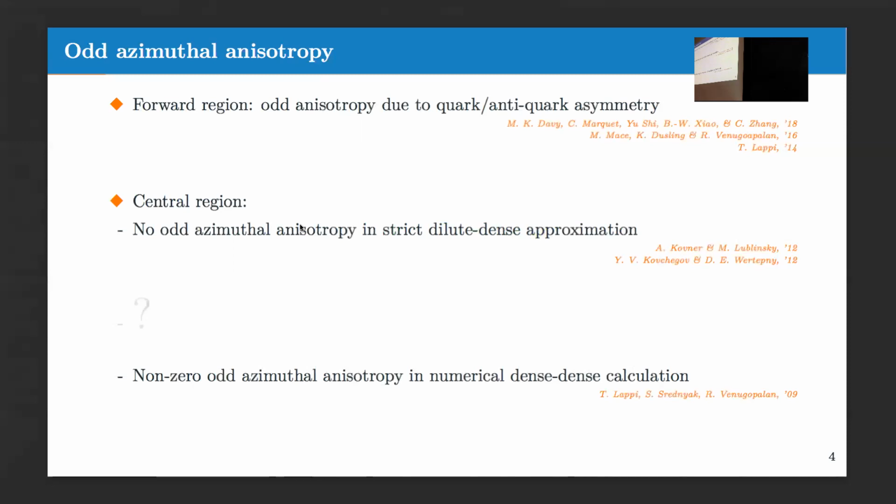Okay, so this is strict dilute-dense, leading order in alpha_s. In numerical dense-dense, which was first done by Thomas, Roger, and Stas Srednyak, they showed that there is a non-trivial odd multiplicity anisotropy in the dense calculation. So we know that in the analytical dilute-dense result we get zero, but in the numerical dense-dense calculation we have this non-zero odd azimuthal anisotropy. What happens in between is what I'm going to tell you about.